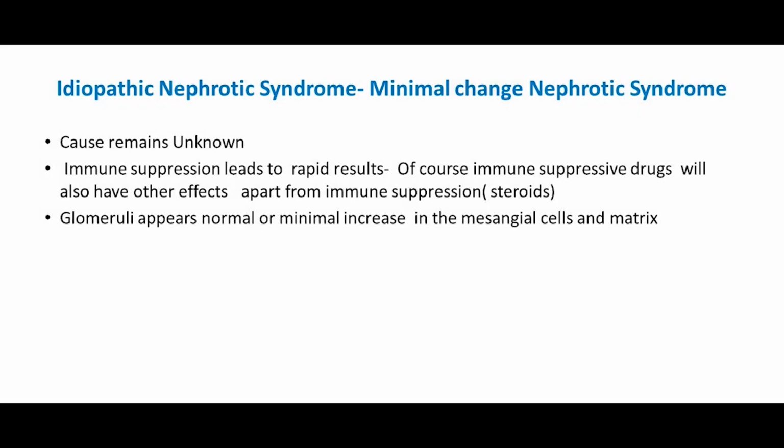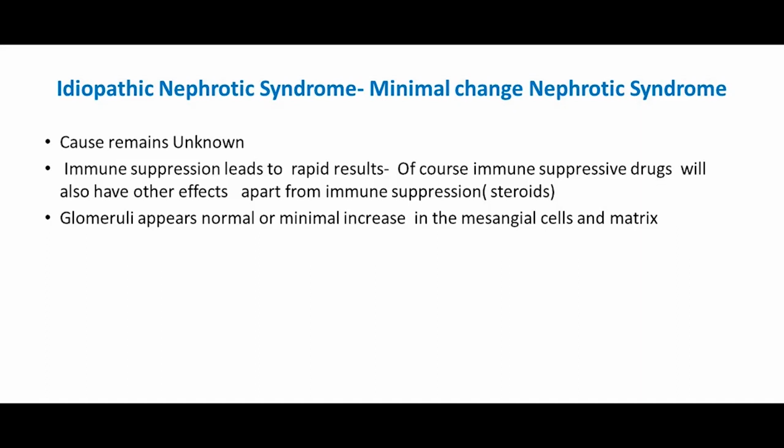Yes, this is idiopathic nephrotic syndrome or minimal change nephrotic syndrome. As I told earlier, most of the time the cause is considered idiopathic, and no particular cause has been identified till now, and therefore it is called idiopathic. And immune suppression leads to rapid results. This is the point to be considered. In case of idiopathic nephrotic syndrome, once you go for immunosuppression, the results will be there. Rapid recovery from the symptoms is there.